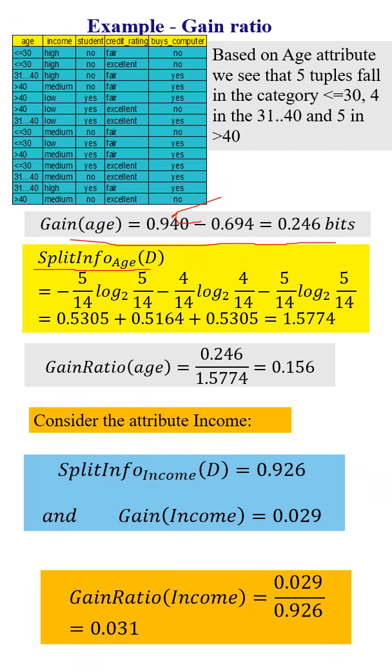Now we compute split info age, which comes to 1.5774 by putting in the values in the formula, and the gain ratio age is 0.156. For the attribute income, we likewise compute split info and the gain ratio comes out to be 0.031. So we see how using this gain ratio we can compute the values for different attributes and choose the one having the highest gain ratio value.